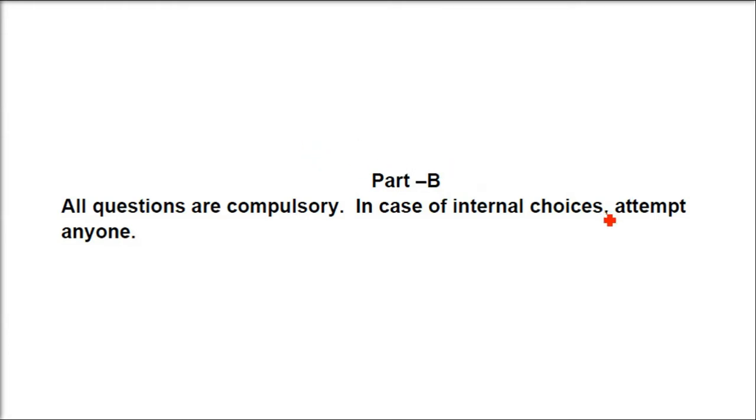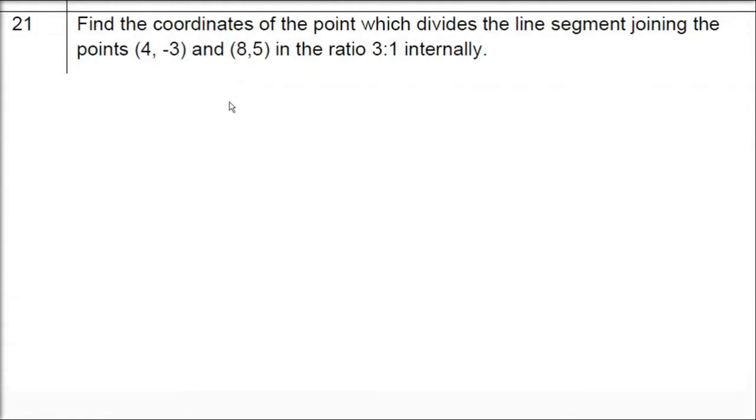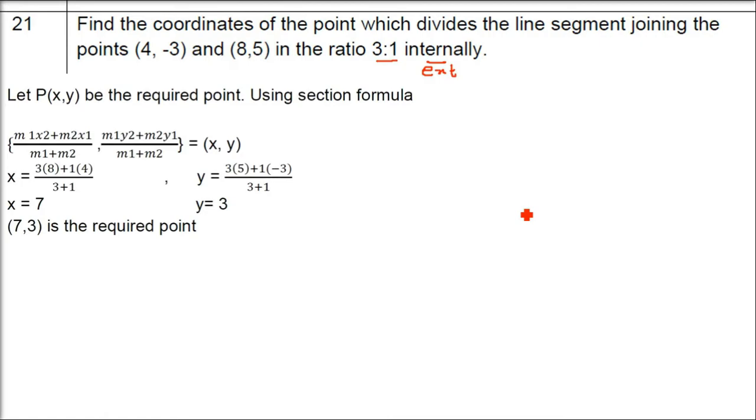All questions are compulsory, but we have internal choices. I'll tell you wherever they are. Find the coordinates of the point which divides the line segment joining these two points in the ratio given, internally. Now the points or the numbers can be changed. It can be internal or external division also. So you have to be prepared for all of these. This is the sample paper, so this kind of question or related questions will come.